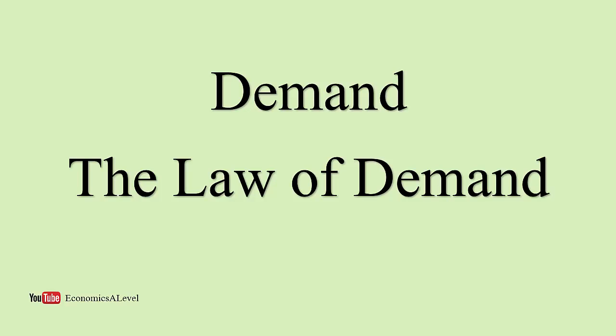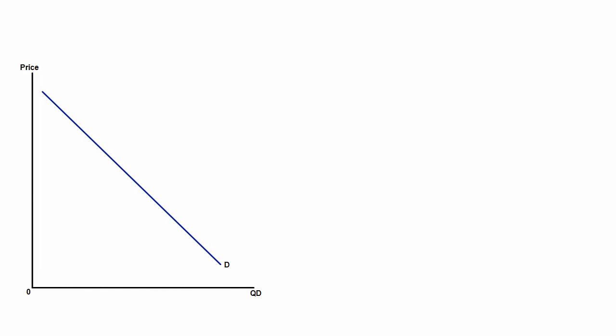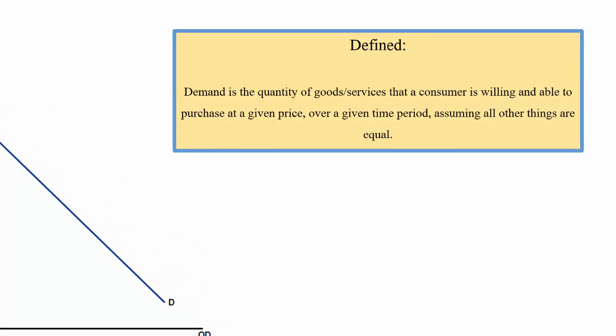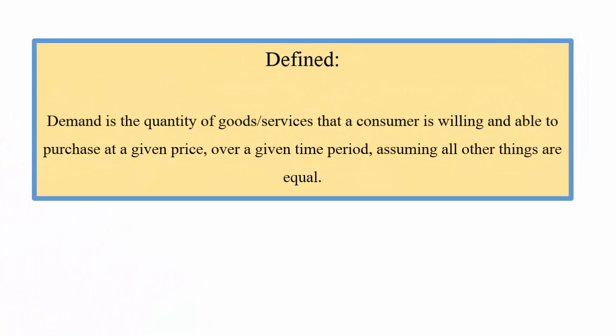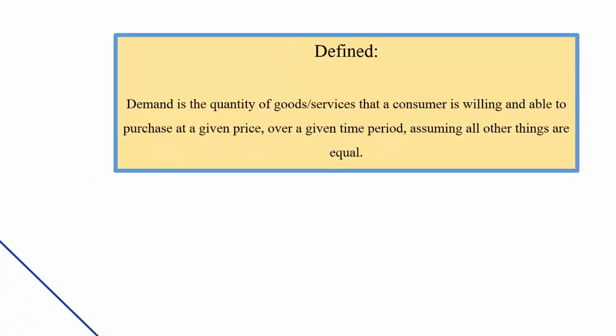In this video we're going to look at demand and how it functions, so therefore we're going to look at the law of demand. So this is a demand curve. Let's first of all begin by defining demand, and demand in economics is defined as the quantity of goods or services that a consumer or buyer is willing and able to purchase at a given price over a given period of time, assuming all other factors remain constant.